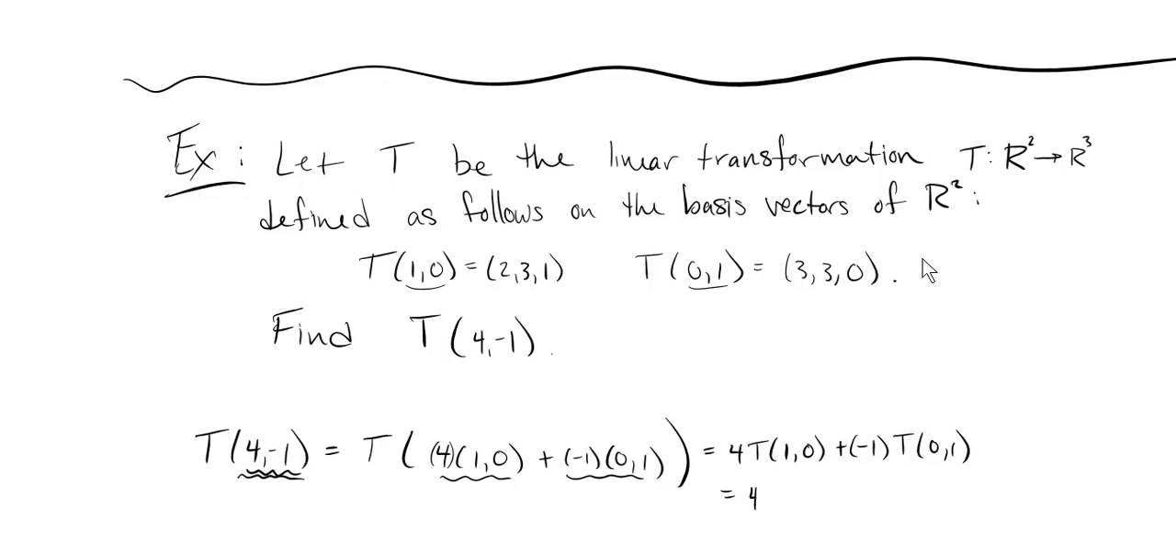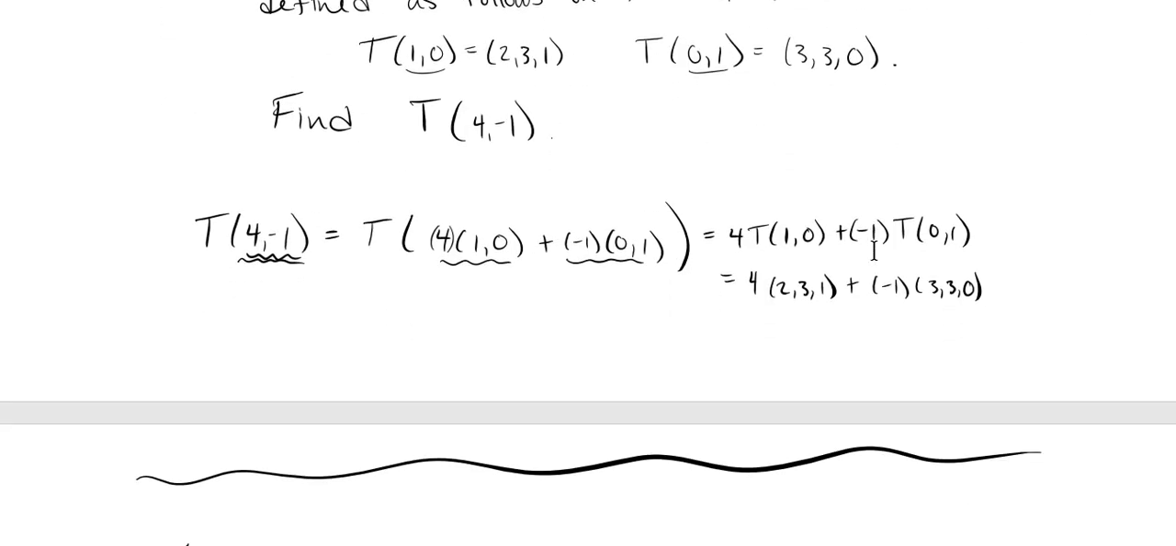And now we know what T of (1, 0) is. It's (2, 3, 1). And we know what T of (0, 1) is. That's (3, 3, 0). So we're as good as done. We just put this together. Finish up here. T of (4, -1) equals, let's finish it over here actually.